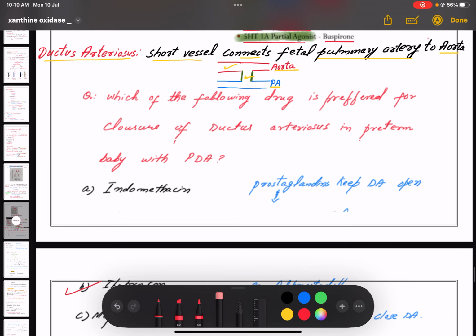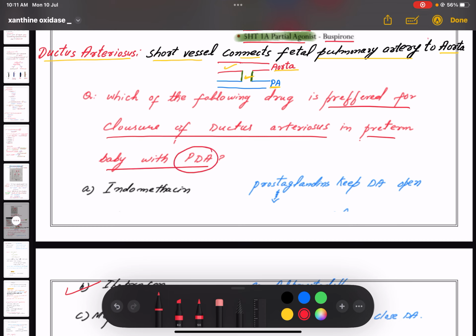Which of the following drugs is preferred for the closure of ductus arteriosus in a preterm baby with patent ductus arteriosus? If after the birth this ductus arteriosus is patent, that is an abnormal condition. For that we have to give some drugs to close this connection.